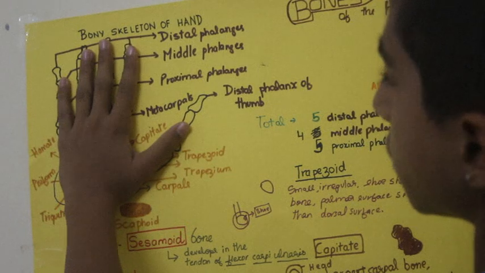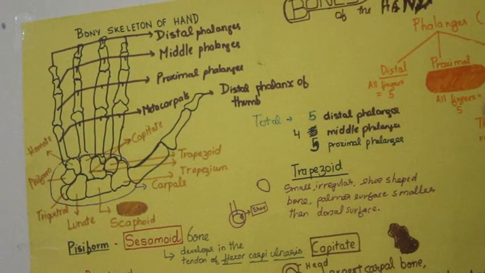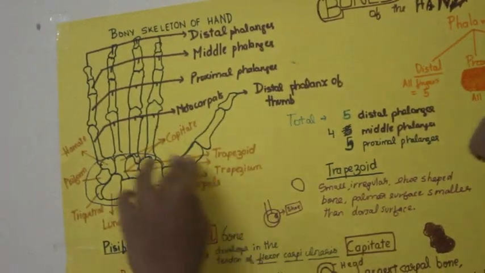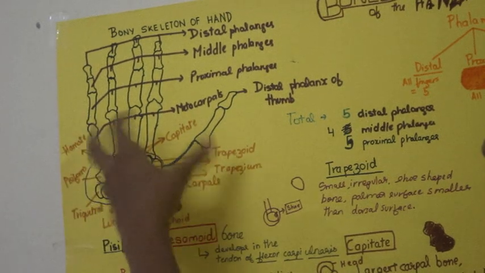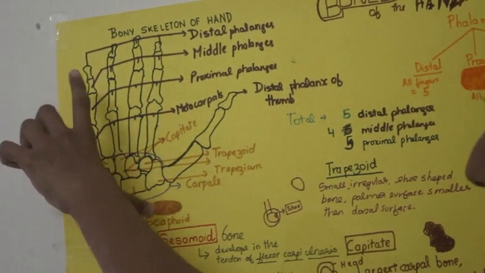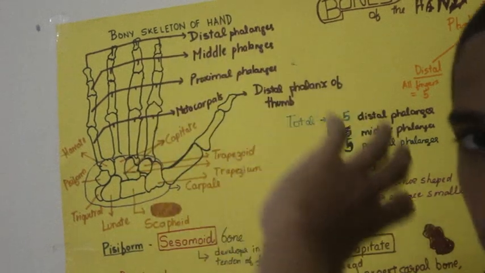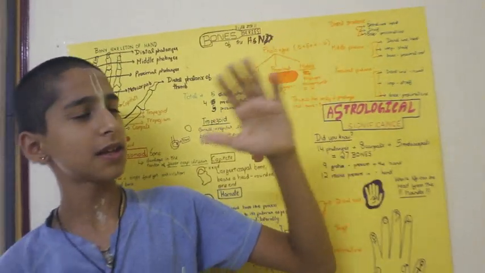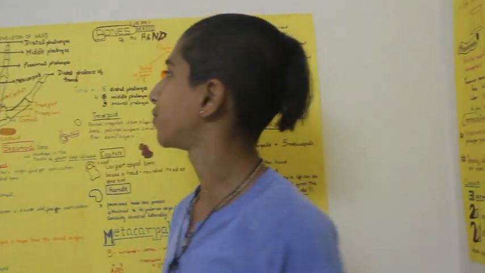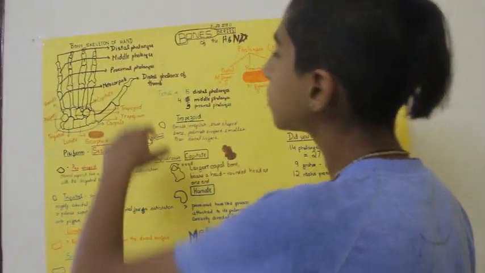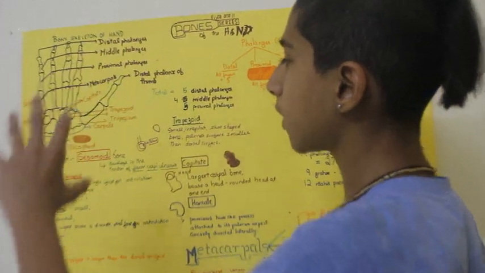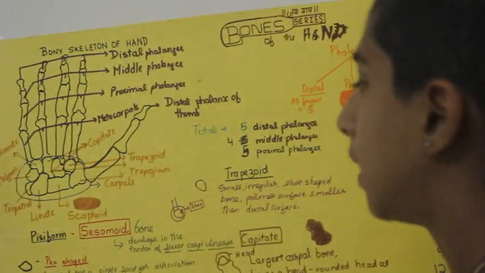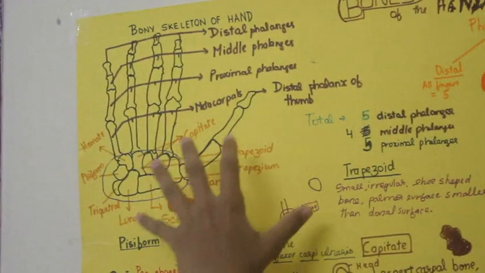So let me just remove this and show you the skeleton. This is how it's going to be, and these are called carpals. They're small, irregularly shaped bones, and these are called metacarpals and phalanges. They are long bones, miniature varieties of long bones like the femur. Now we have the thumb also included here. So each finger is special in its own way. Let me explain each one of these bones.